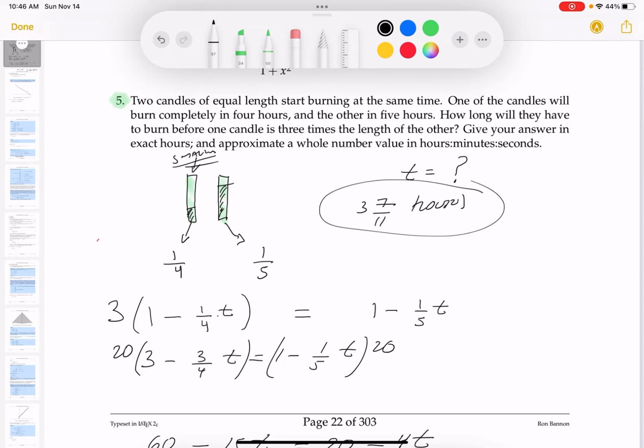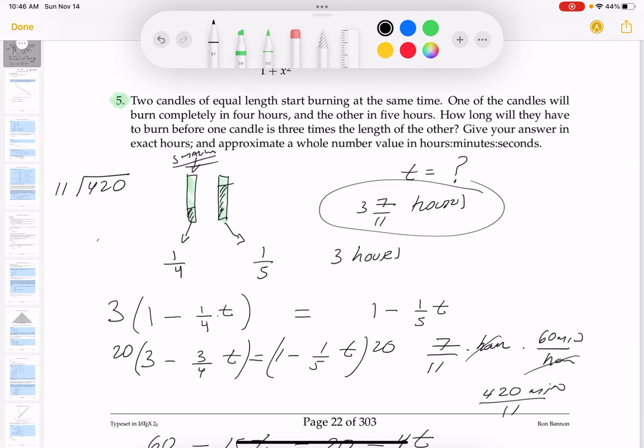But they want me to get it in a better format, because that's really bizarre when you speak that way. So I'm going to say 3 hours, and this is 7/11 of an hour. I want to get that in terms of minutes. There are 60 minutes in every hour. Hours cancel. 7 times 60 is 420 minutes over 11. Let me do this. 11 into 42 goes 3 times, 33. That gives me 90. 8 times 11 is 88, and I get a remainder of 2. So 3 hours, 38 minutes.